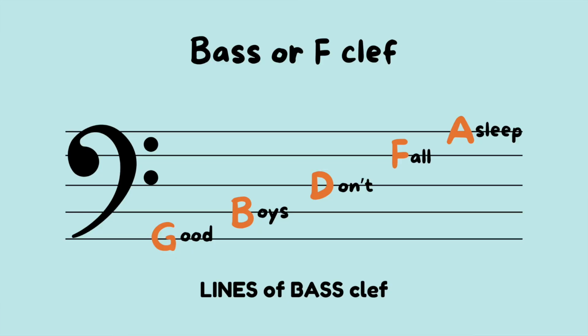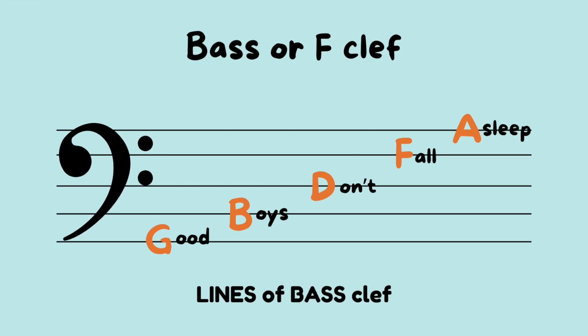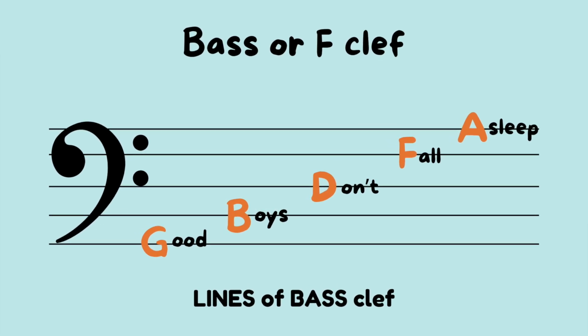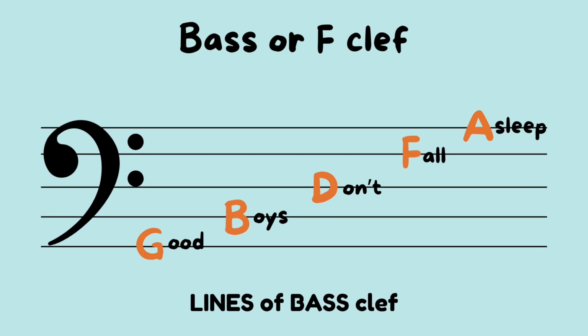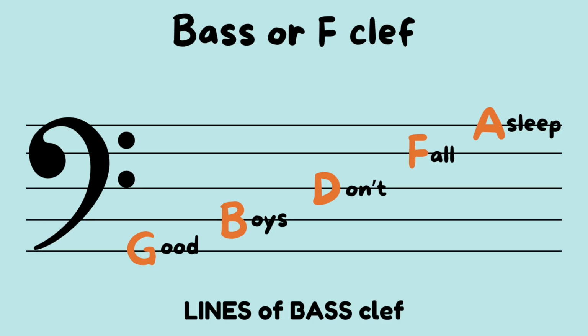Your lines for the bass clef are going to be G, B, D, F, and A. An acronym that I like to use for the lines is Good Boys Don't Fall Asleep, or Good Boys Deserve Fudge Always. These are fun little acronyms to help you memorize so that you can feel stronger, because this bass clef can sometimes be a little frustrating at first, definitely because it's not as common as the treble clef.